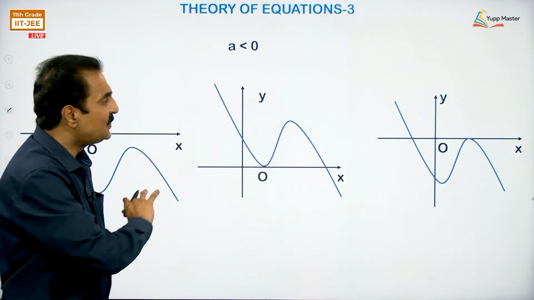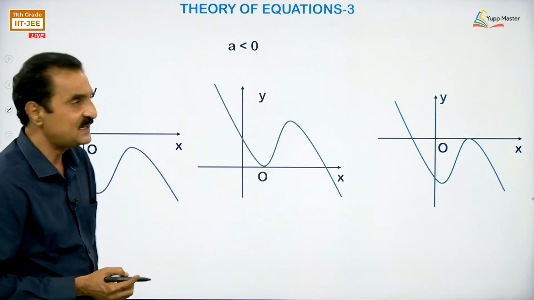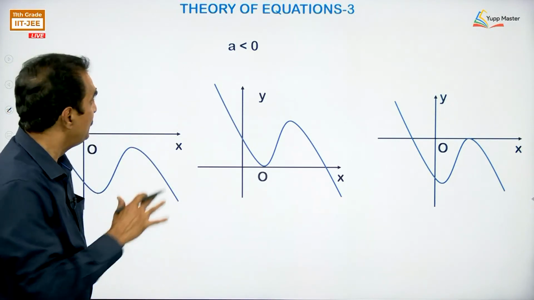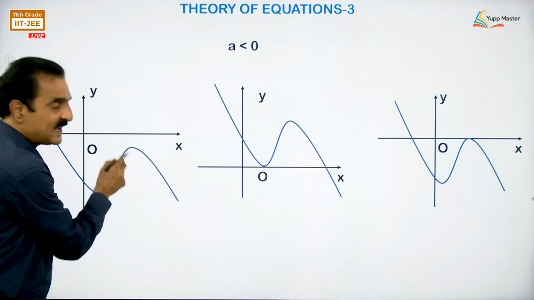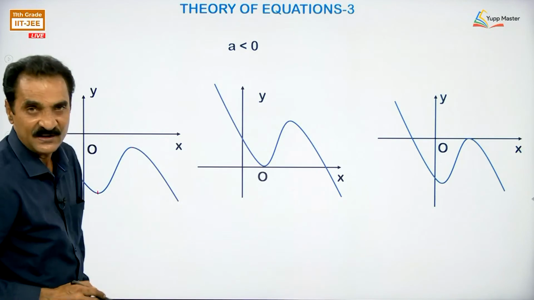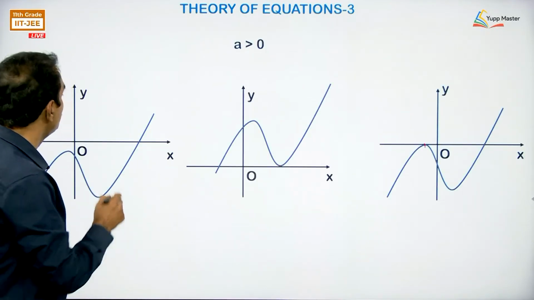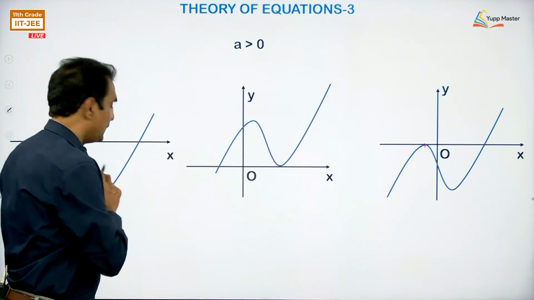Okay. So whether a is greater than 0 or less than 0, we can notice that it attains a maximum value and minimum value. When a is negative, then first it attains minimum value, then maximum value. If a is positive, then first it attains maximum value, then minimum value.